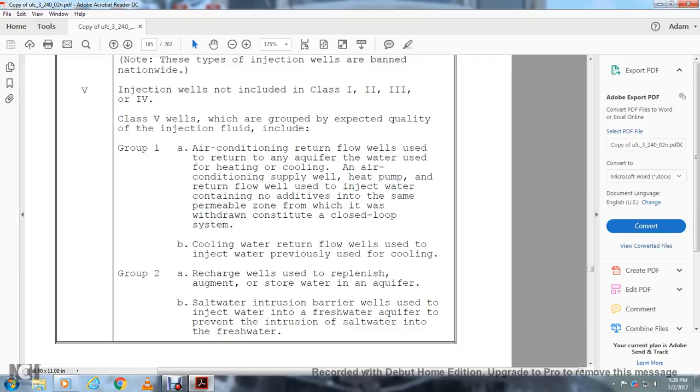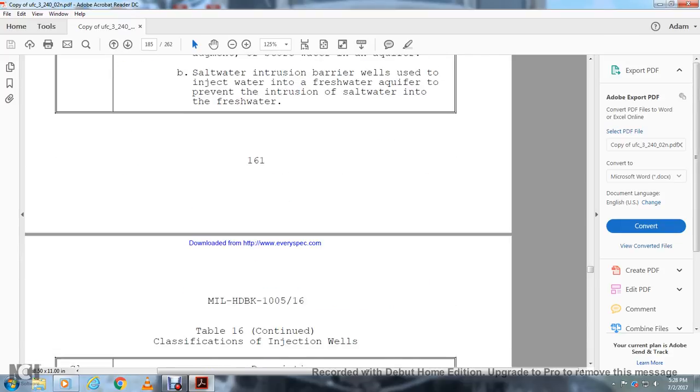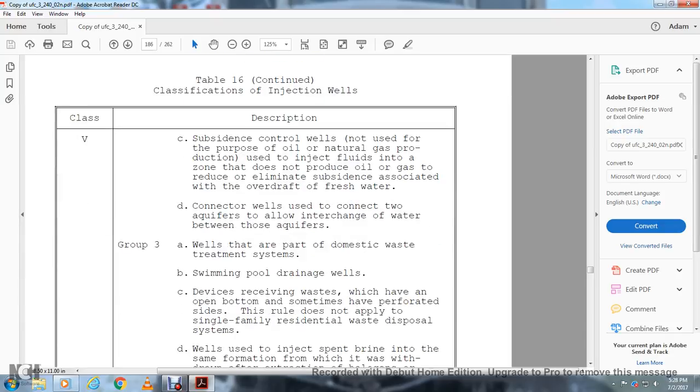Group 2. Recharge wells used in replenishing, augmenting, or storing water in an aquifer, and saltwater intrusion barrier wells used in injecting water into the freshwater aquifer to prevent intrusion of saltwater into the freshwater. Class 5 continued: subsidence control wells not used for the purpose of oil and natural gas production, used to inject fluids into a zone that does not produce oil or gas, to reduce or eliminate subsidence associated with overdraft of fresh water.